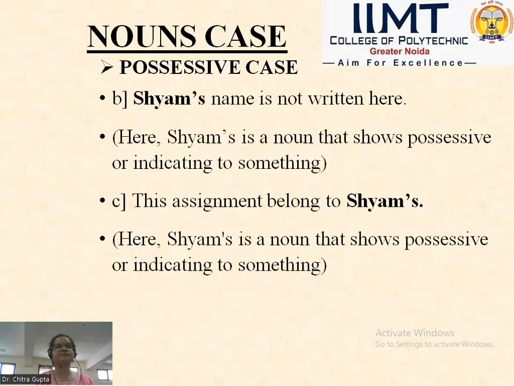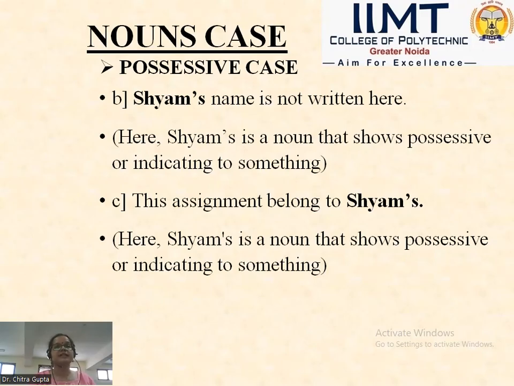Another example, Shyam's name is not written here. Here Shyam is a noun that shows possession, indicating whose name is not written here, meaning that Shyam's name is not written anywhere or elsewhere. It is indicating towards Shyam that his name was not written anywhere.